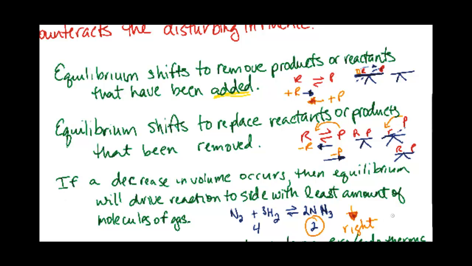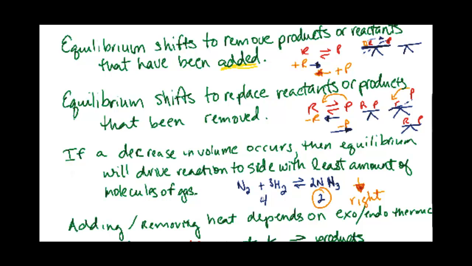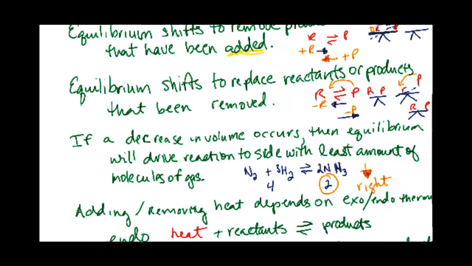Alright? So it's all about the lowest side. Now if they had both 2 on each side or both 4, then there would be no change in equilibrium no matter how much we compressed it.